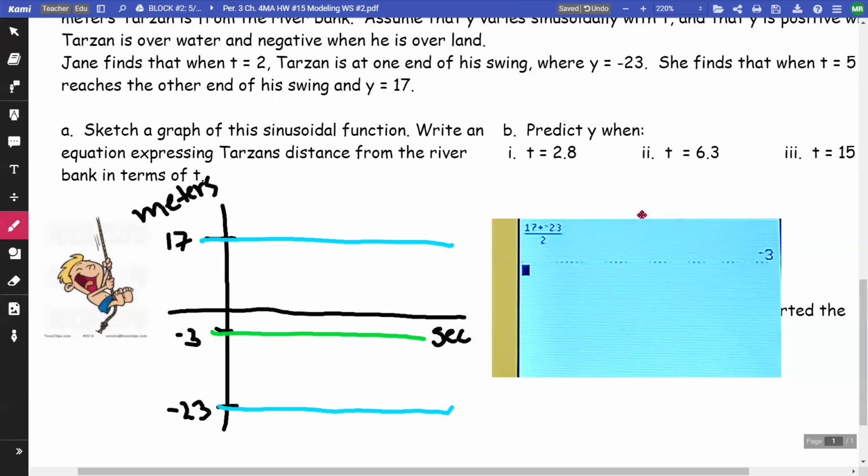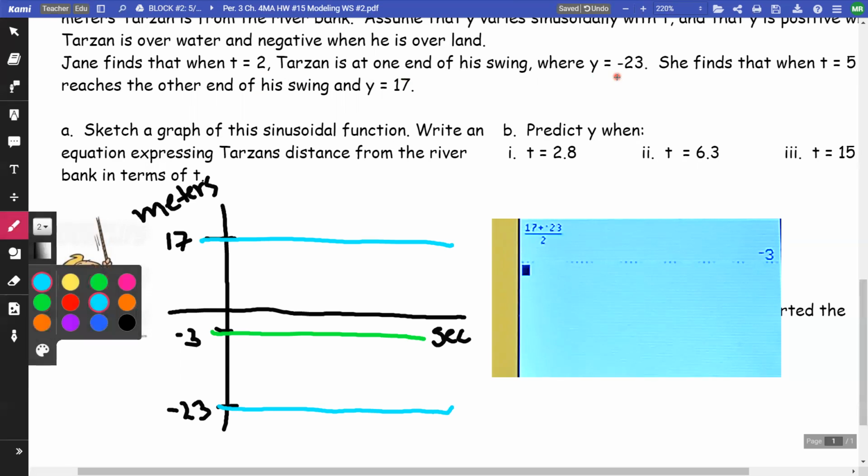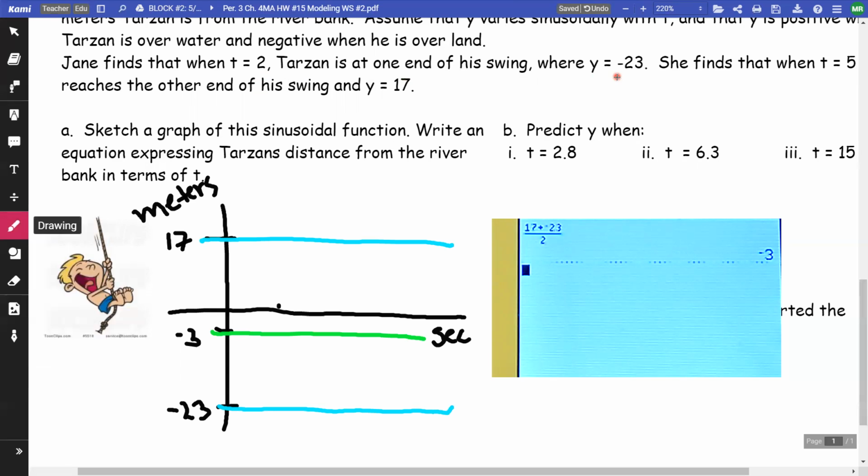Okay. We know that at 2 seconds, he is at -23. So at 2 seconds, I'm just going to put 2 here. 2 seconds, he's at -23. So 1, 2, 3, 4, 5. Okay, so he's going to be low again here. He's going to be high here. He's going to be at -3 here, and -3 here. Okay, so that's our graph.